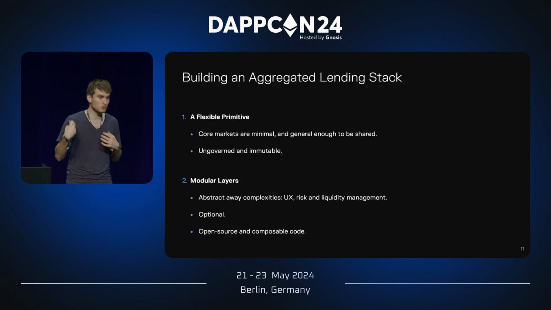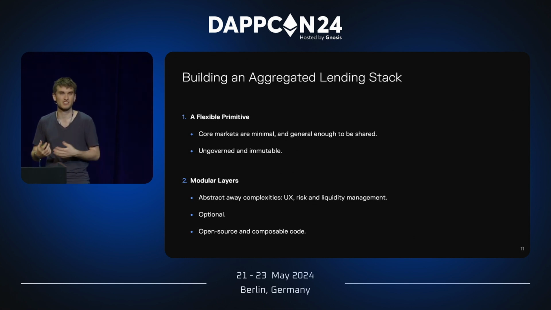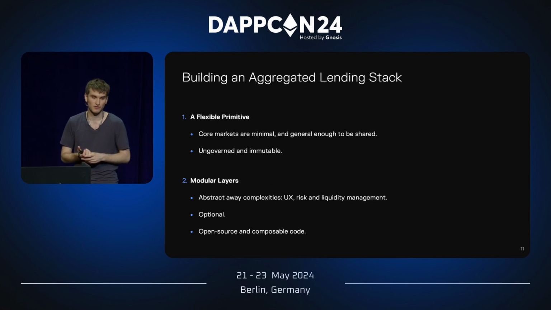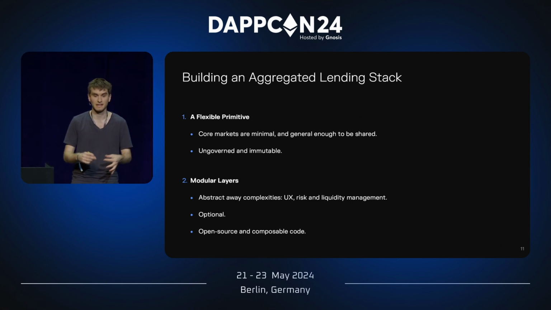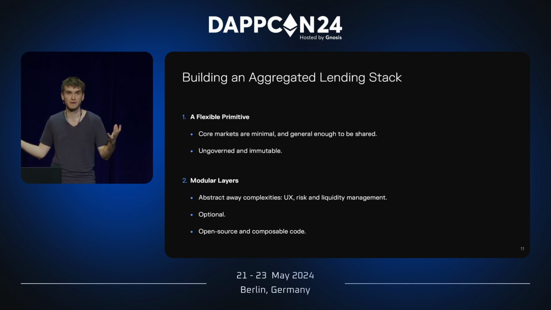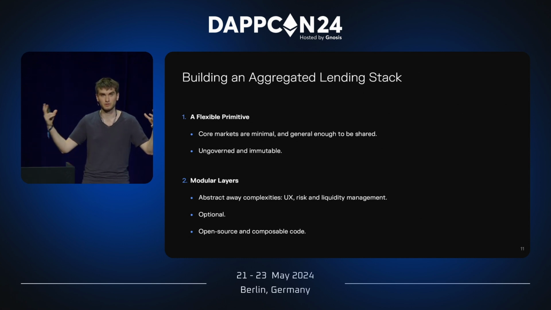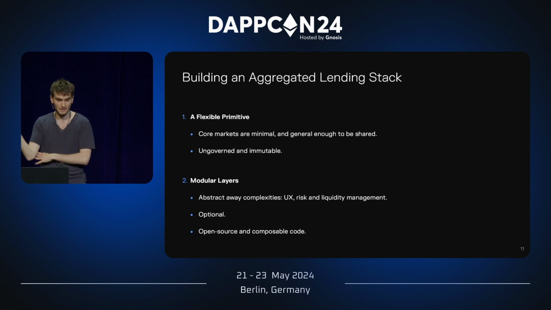Right, so how do we build such a thing? What does it mean, in practice, to have aggregation and shared liquidity, et cetera? Well, what you need in the first place is a flexible primitive, like core markets that are minimal enough and opinionated enough in such a way that they can be shared by multiple builders on top that want to express different risk profiles, right?